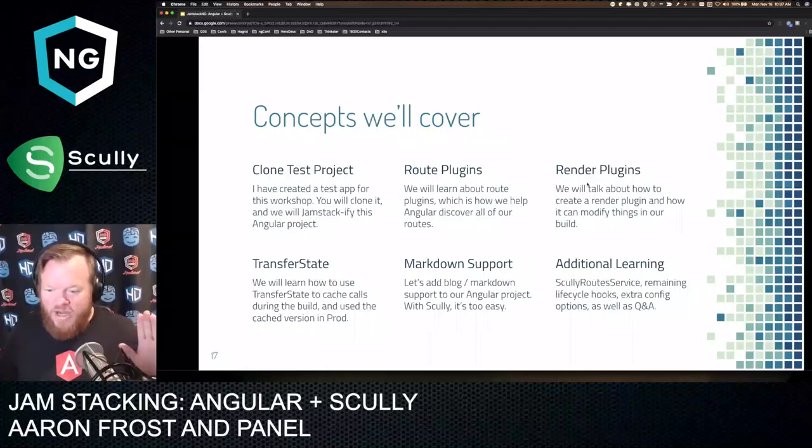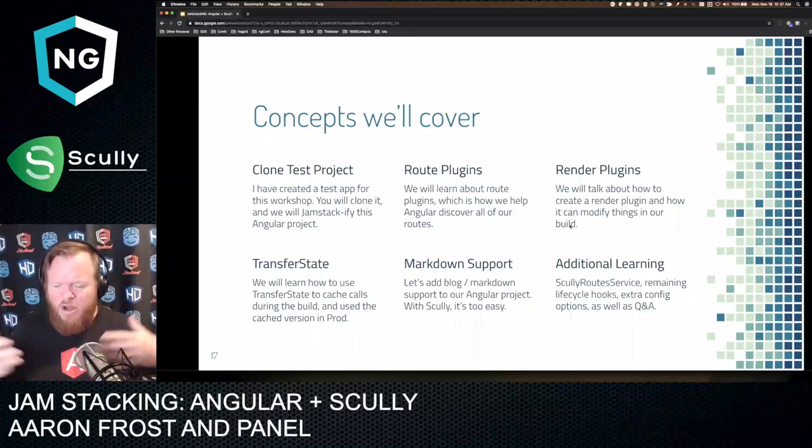We're going to do markdown support. So you can be like, oh, this is how I add a blog. If I wanted to do blogs and I wanted to make my own blog website with markdown files and do my own thing, this is how I do that with Scully. And then I'm going to do some additional learning. I'm going to explain some additional pieces of Scully, some tools to detect if you're running in Scully, if you're running in production, or if you're running on your localhost, and some extra config options.